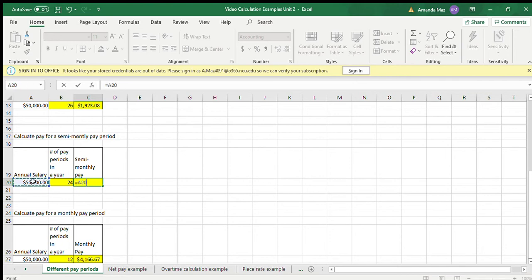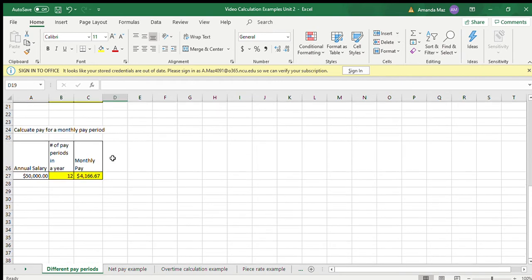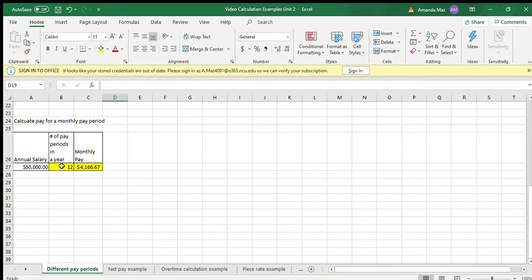And so let's divide the annual salary by 24. This equals a semi-monthly payment of $2,083.33.